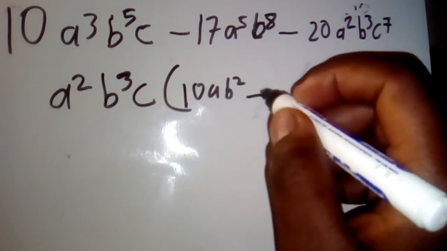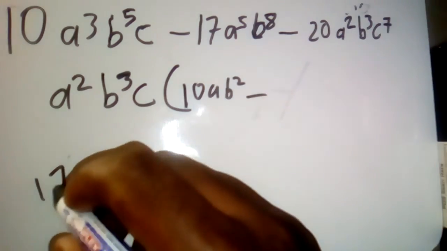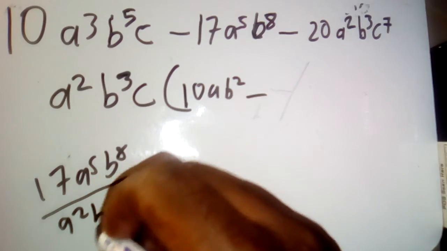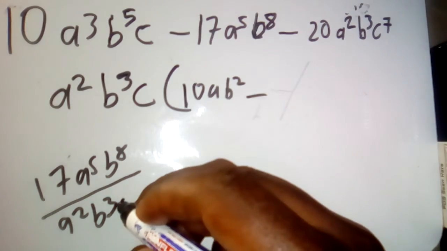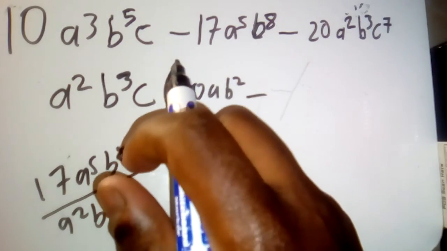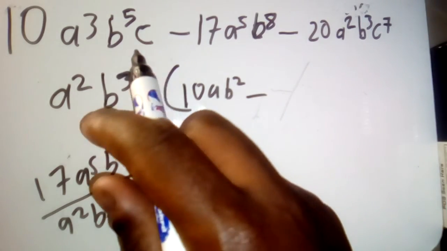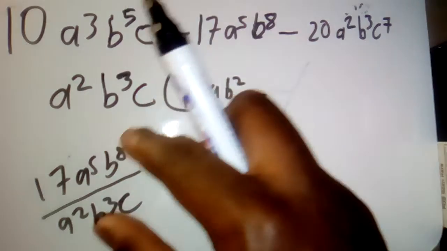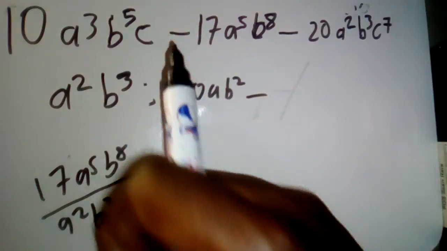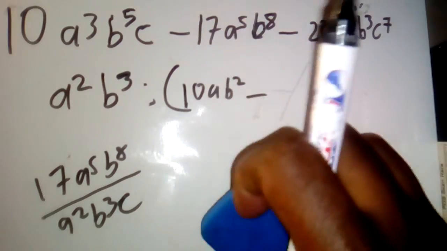And then now we're going to say 17a to the power of 5 b to the power of 8 divided by a squared b cubed c. Alright, now did I just write c? I can't believe I wrote c. I was not meant to write c. Remember, it was not a common factor. Okay, let me verify the first one.